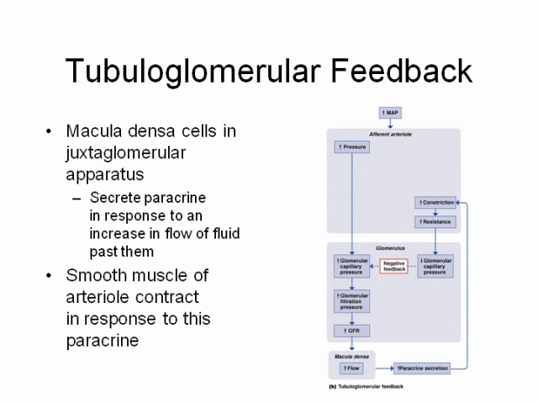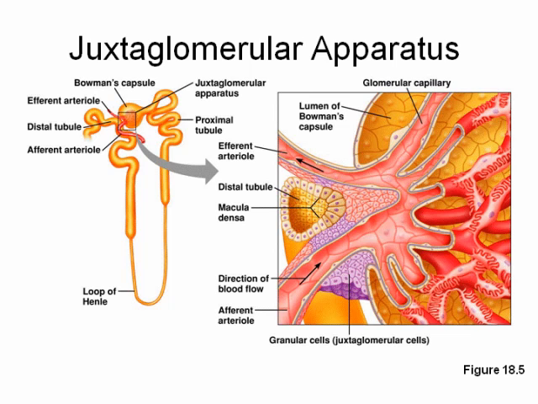Tubuloglomerular feedback is a bit more complicated. Let's jump ahead first of all and look at what's called the juxtaglomerular apparatus. This is called juxtaglomerular because here is the glomerulus, and it is located right next to it.